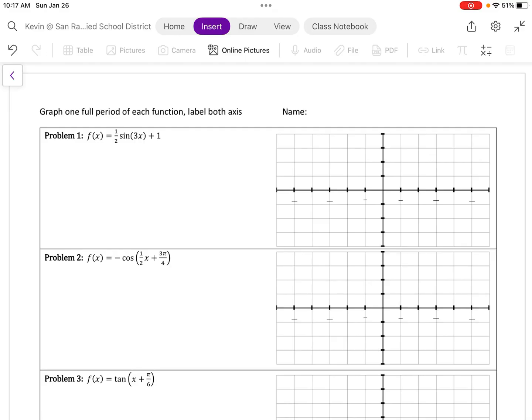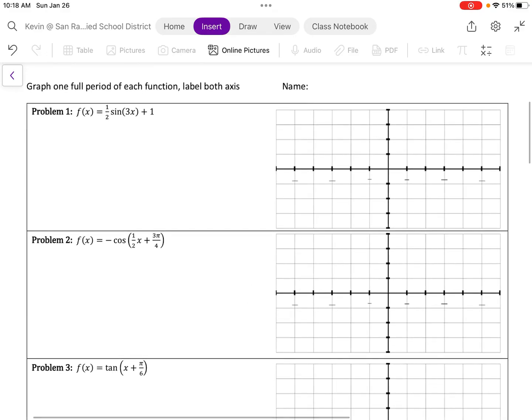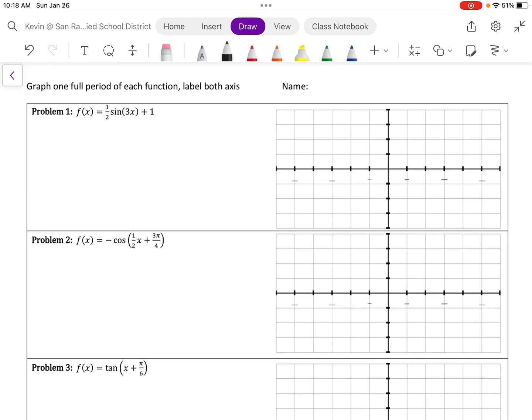Okay, so this is the 4.5, 4.6 graphing practice worksheet that you should have got on Friday. And the mini quiz on Monday will have a couple questions similar to these. So let's run through these kind of quickly here.